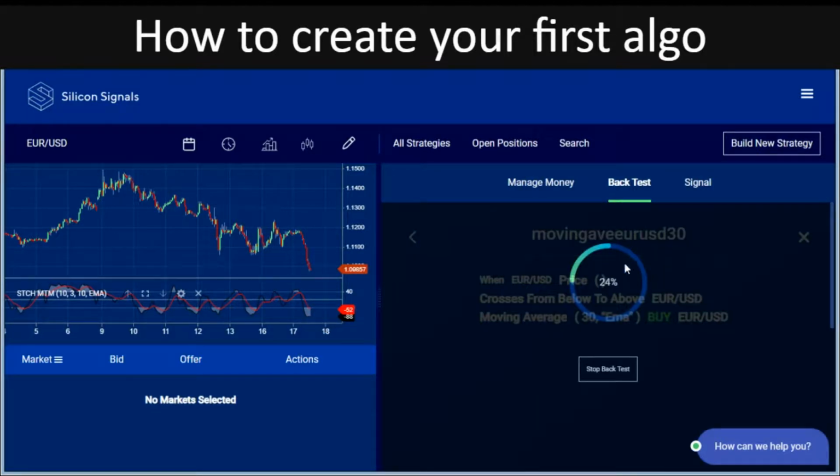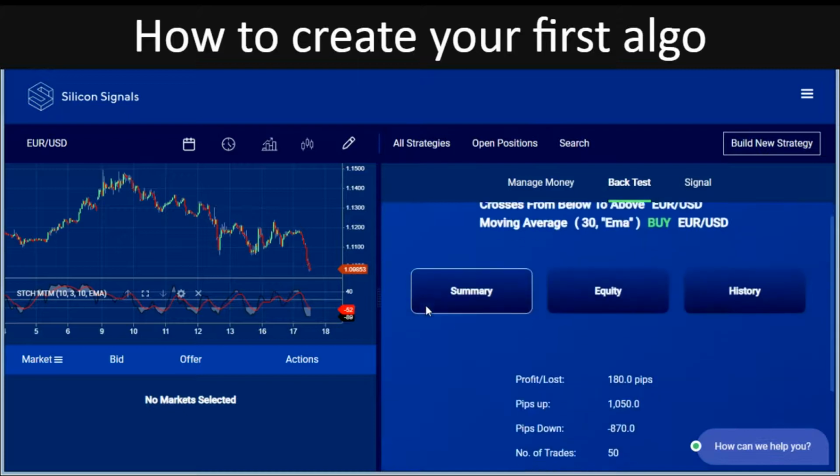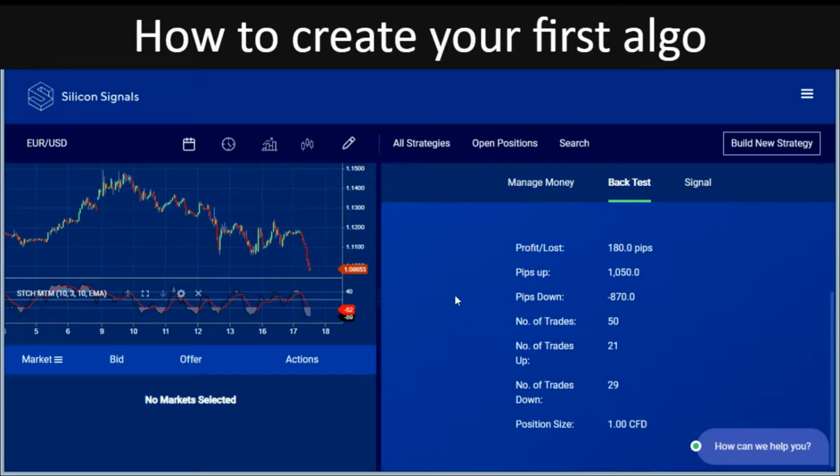The system does everything for you. You can see it's rolling around in percentage terms to let you know when it's finished, and it will give you the results in terms of an equity curve, but it also gives you the breakdown of how well the strategy performed. For that period, from October to present day, roughly 5 months or so, there's a profit of 180 pips, and the maximum drawdown was 870 pips. There were 50 trades placed, 21 of them won, 29 of them lost.